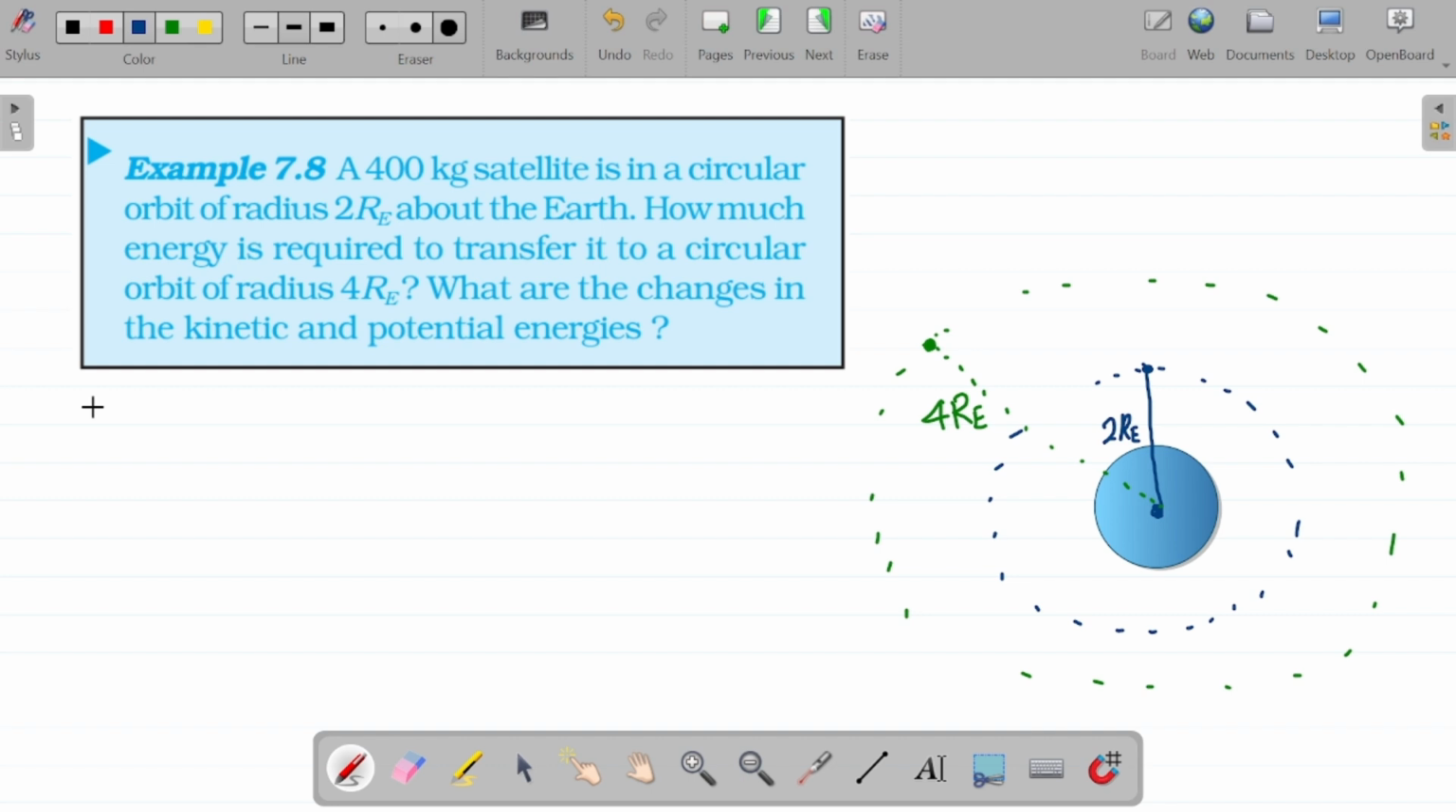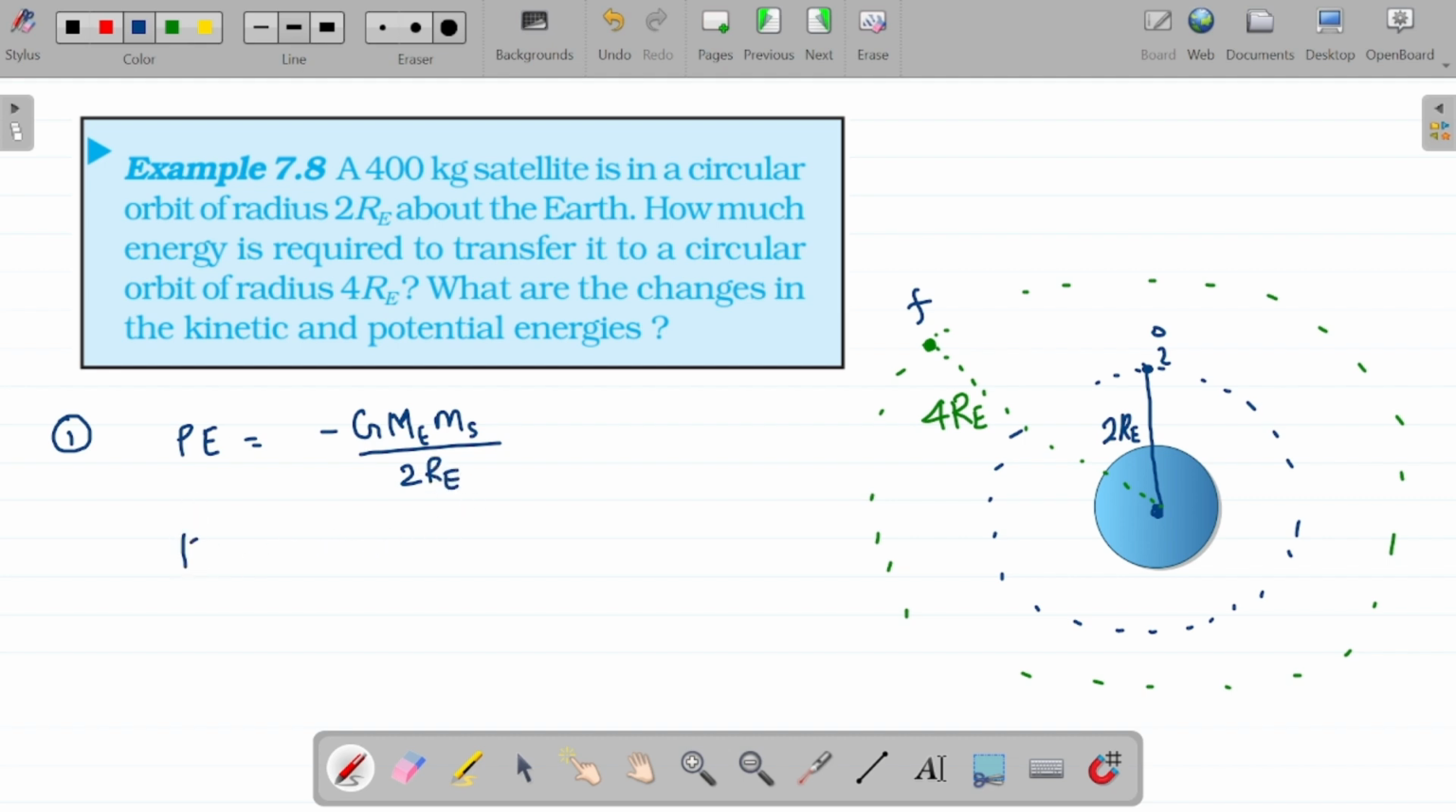Okay. Now what we have to do is find out the changes in the kinetic energy and potential energy, and also how much energy is required to transfer it to a new orbit. So let's say this is its initial orbit, and this is its final orbit. In the initial orbit, it has potential energy, which can be given as minus G mass of the Earth into mass of the satellite divided by r, and r is 2 RE.